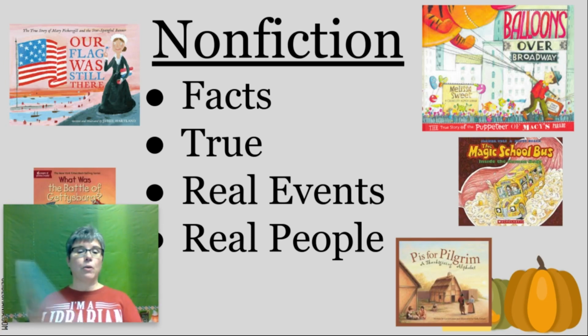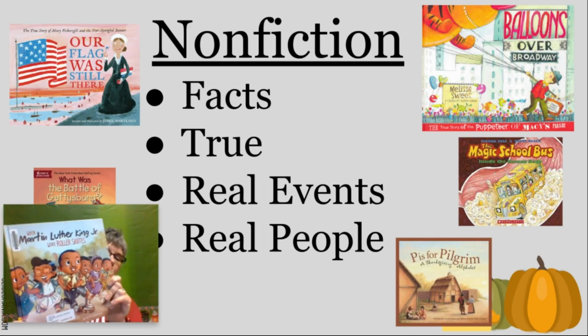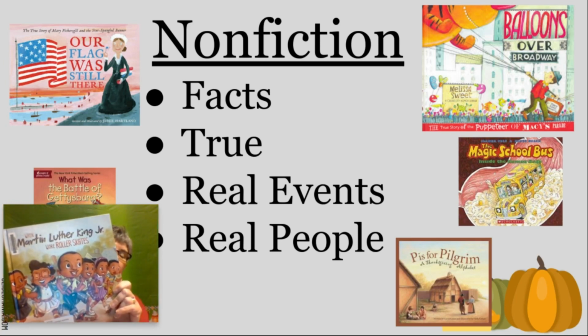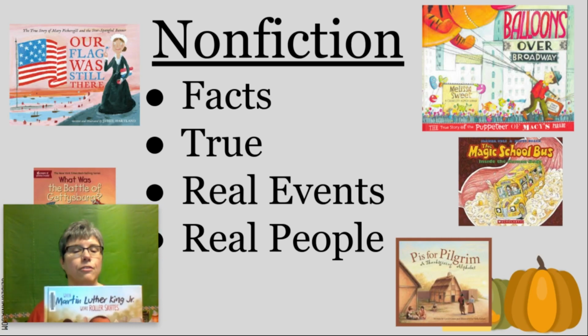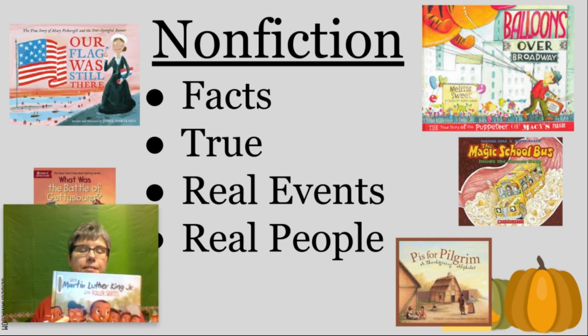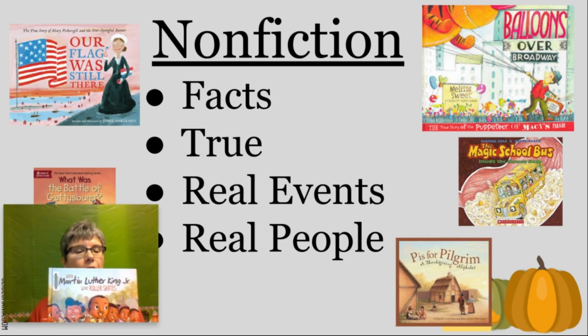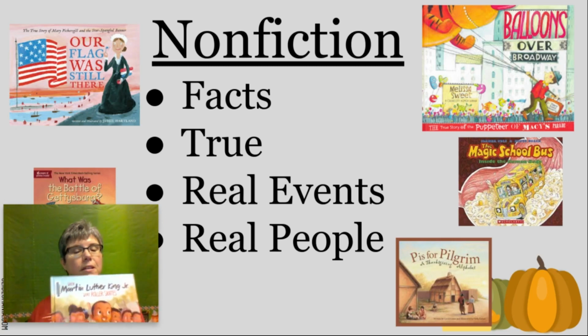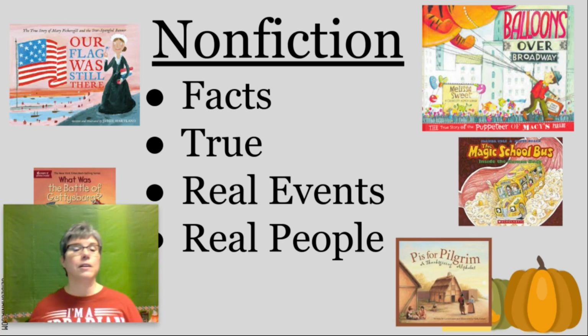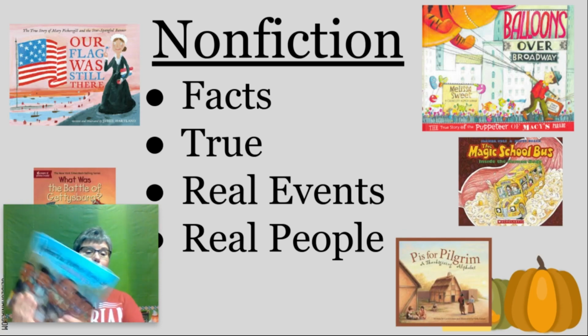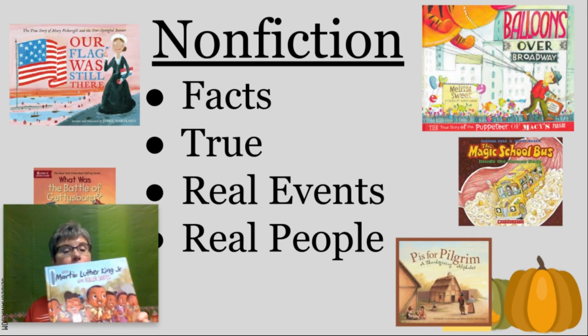So, in the book we're going to read today, When Martin Luther King Jr. Wore Roller Skates, this is an actual true story of his life. It's got facts in it, they're true. There were some real events that happened and real people, including Martin Luther King Jr. himself and his family and some of his friends. So, now this is a special kind of nonfiction book.